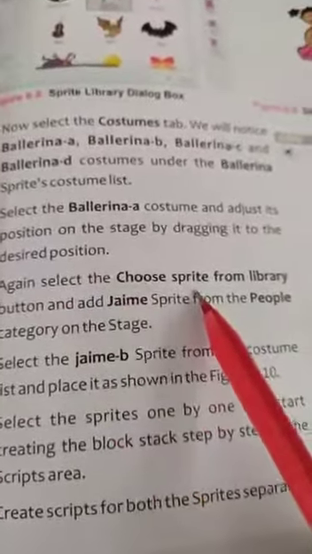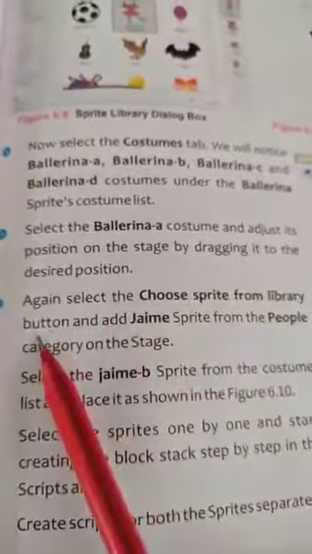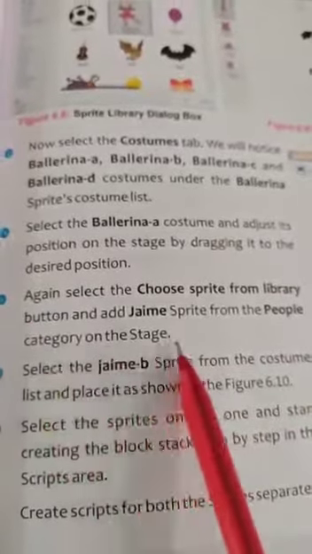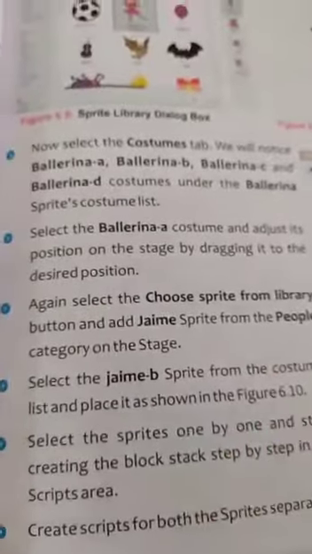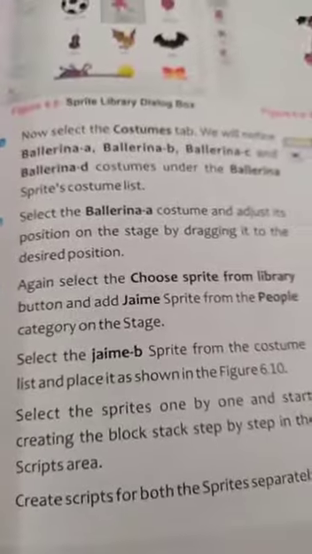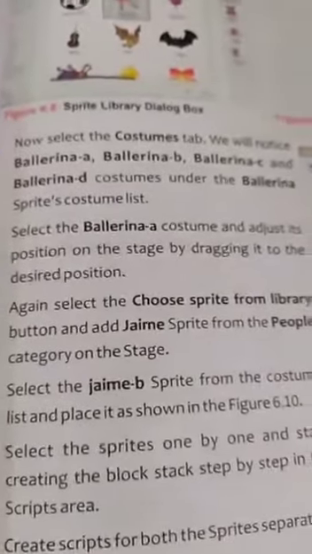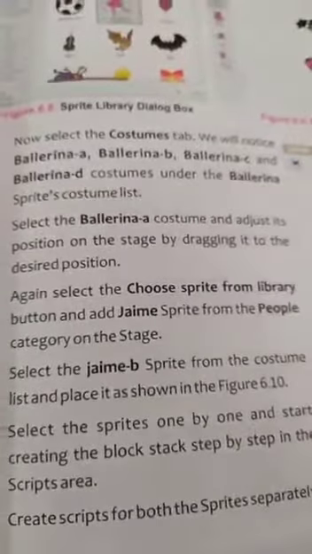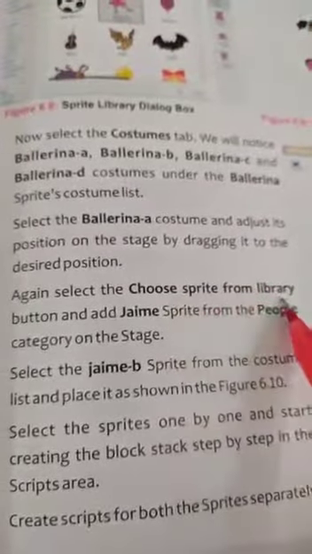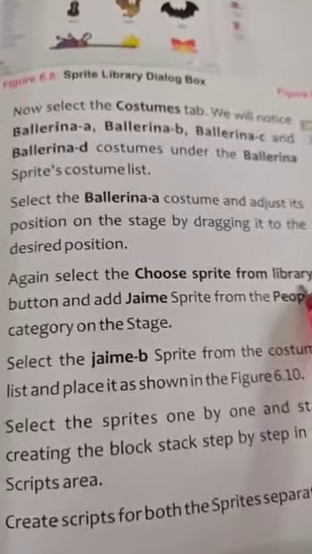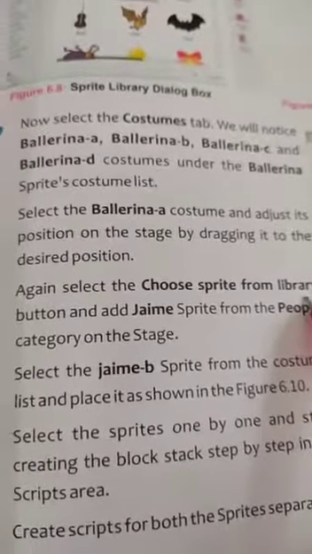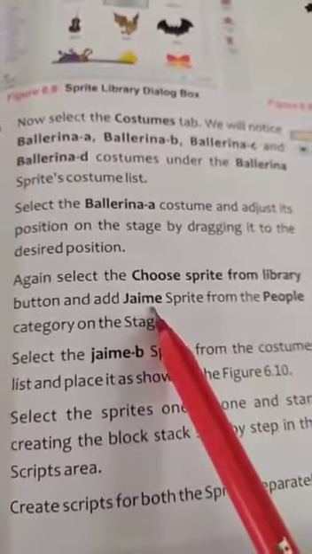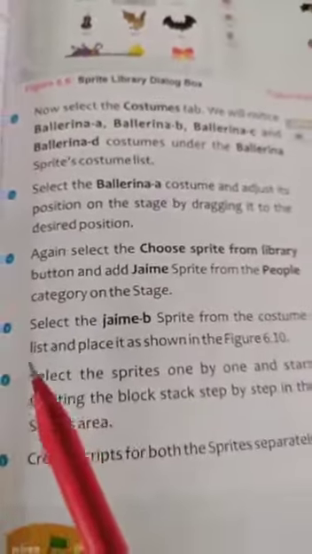Again, select the choose sprite from library button and add the Jammy sprite from the people category on the stage. Now we are working on a project in which we are using two sprites. One sprite we have added, that is ballerina, and the next sprite we will choose from the same choose sprite from library button. Then the sprite library dialog box will open, and select people from the category section and add the Jammy sprite on the stage.